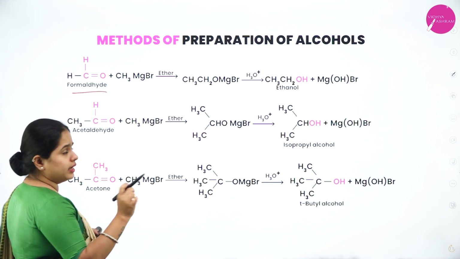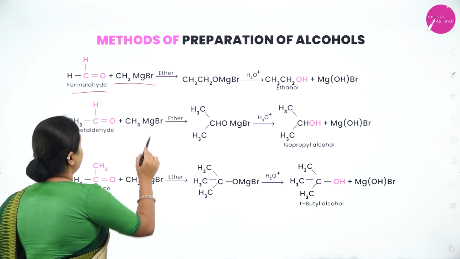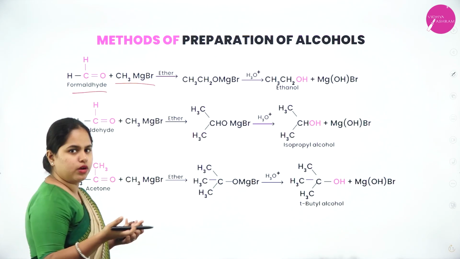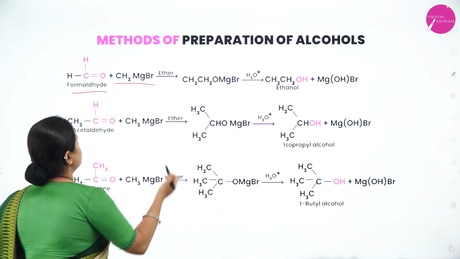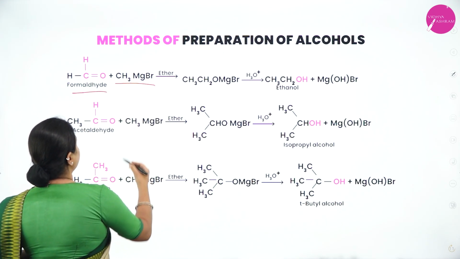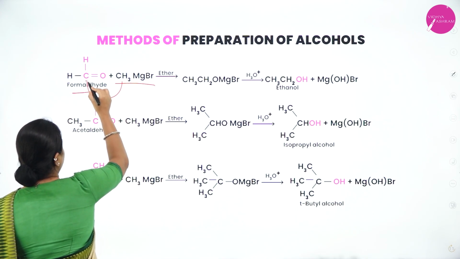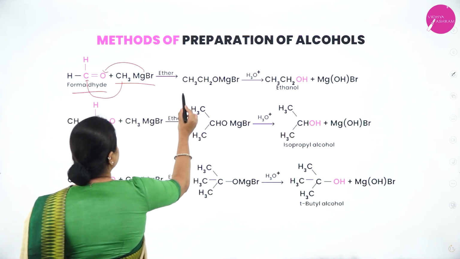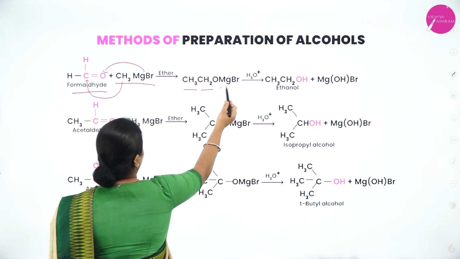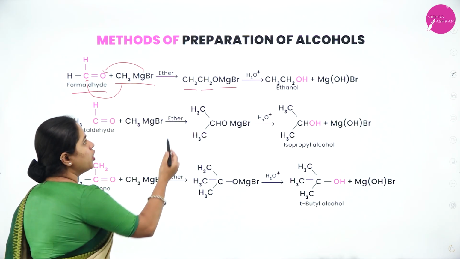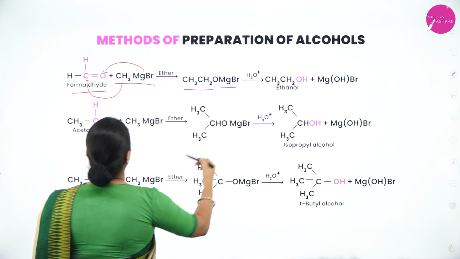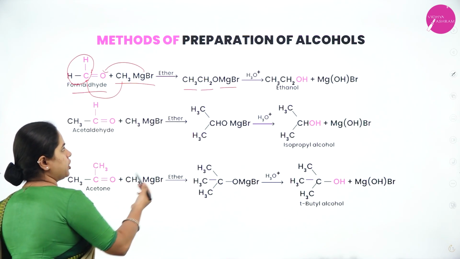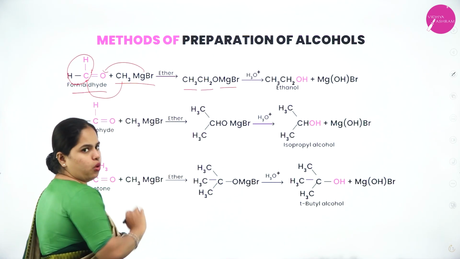As you can see here, this is HCHO, to which we have added methyl magnesium bromide, which is a Grignard reagent. It is in the format RMgX itself. So what happens? The methyl group will be attached to the carbon atom and MgBr will be attached to the oxygen. So you are going to get CH3CH2OMgBr. Already a CH2 is here, and CH3 is also attached here. That is what is shown as CH3CH2OMgBr.